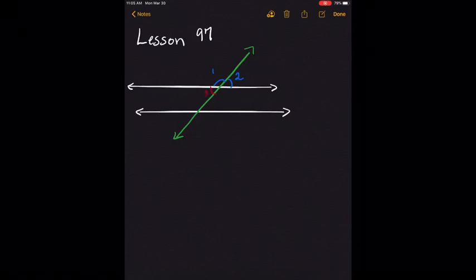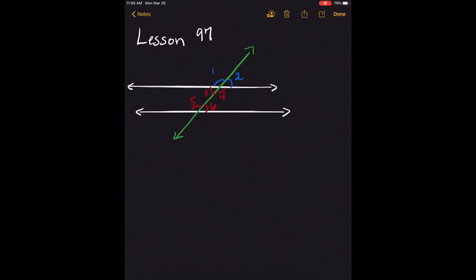angle 3, angle 4, angle 5, angle 6, angle 7, and angle 8.